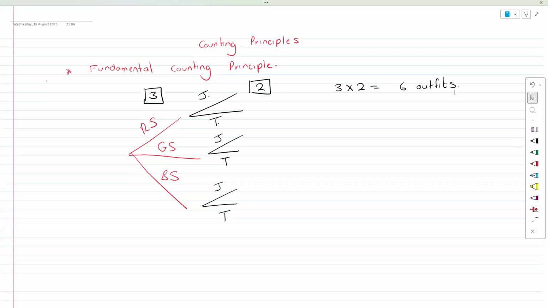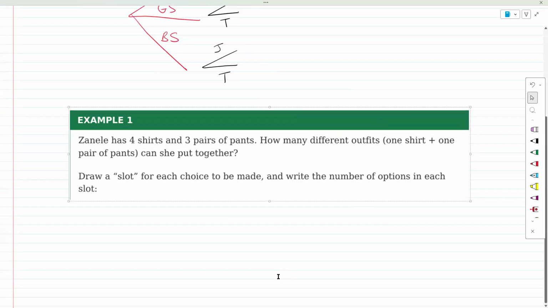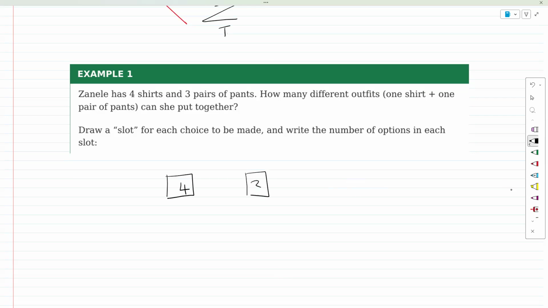Now, let's look at example 1. Zanele has 4 shirts and 3 pairs of pants. How many different outfits can she put together? Basically, there are only 2 choices. She has 4 shirts and she has 3 pants. So altogether, no matter what happens, she can only put together 12 outfits. That's the rule of the counting principle.